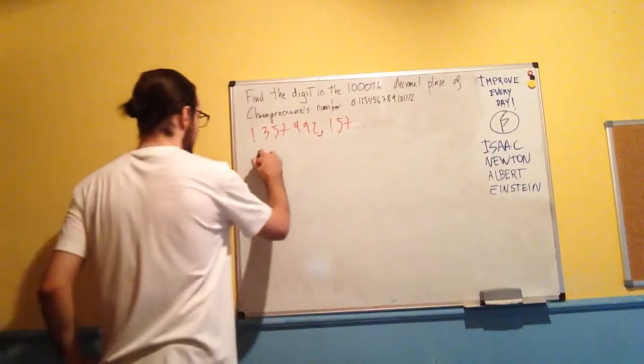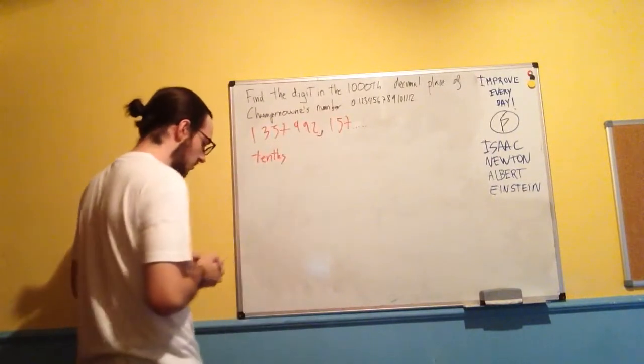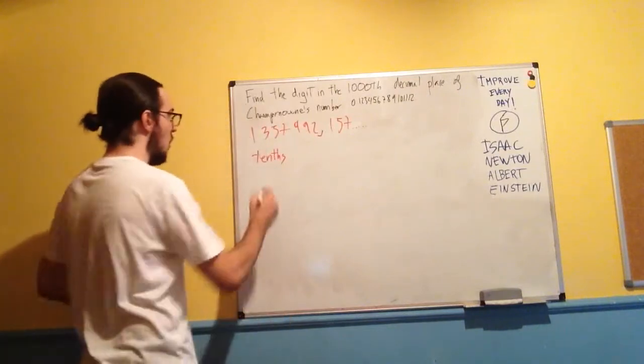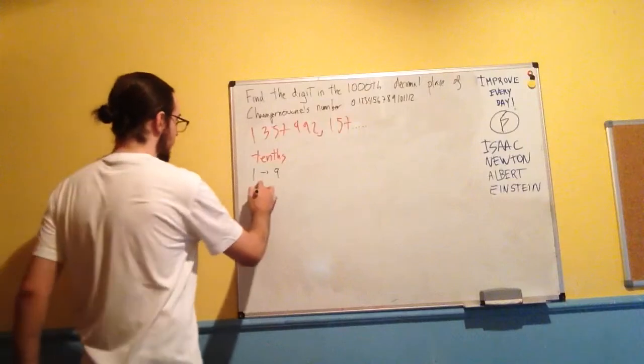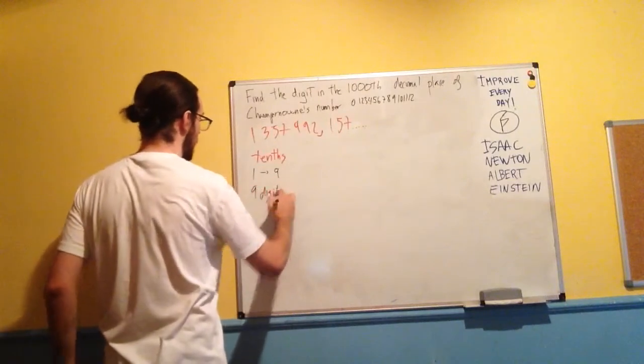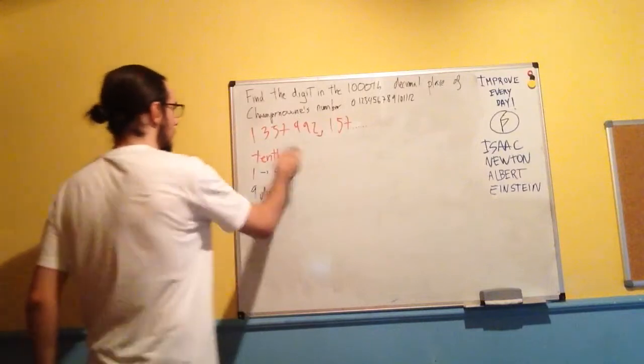So let's analyze the tenths, which go from 1 to 9. So we just have here 9 digits. We have 9 digits from 1 to 9, the tenths.